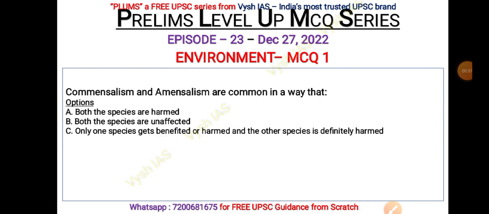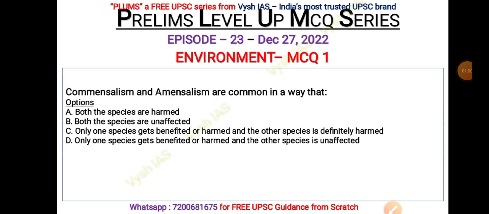So commensalism and amensalism, right? These both are common in a way. So how are they common, right? So all your options are: both the species are harmed when it comes to commensalism and amensalism, because as you know, there are two species, species A and species B. So it is talking about the interaction between those species. Both the species are harmed, or both the species are unaffected, or only one of the species gets benefited or harmed and the other species is definitely harmed, or only one species gets benefited or harmed and the other species is unaffected, right? So you have to choose your answer. Take your time and answer the question. Now let's see the answer.